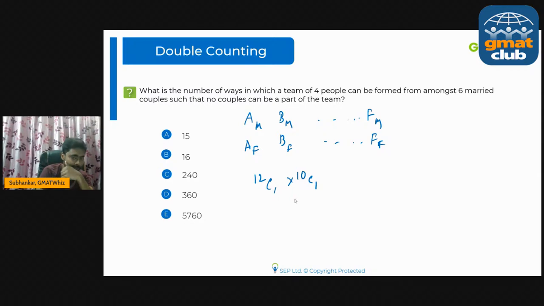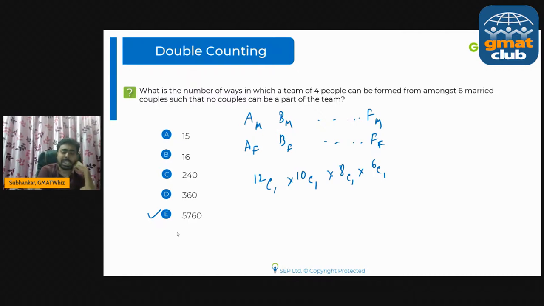Now, let me get into the next part. So I have selected two people. So basically two couples are now out of my calculation. So I have four couples, which is eight people. So I do 8C1 and similarly, I'll do 6C1. And this, if I multiply, I'm getting this answer, right? 120 into 48. Yes, I'm getting this particular answer. Now, this particular approach is wrong. So I'll get into why this approach is wrong.